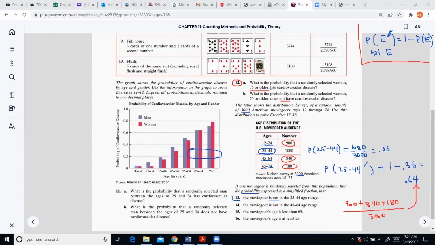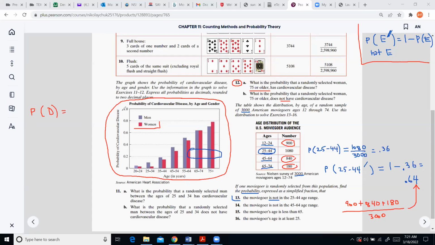75 or older has a disease. So what does this mean? Well, let's read the question here and the actual information for it in this bar graph above. Please notice that we're concerned with women, so we don't need to worry about men here. And the question is to find the probability that somebody has a disease. Maybe I'll put D for disease. Probability that a person has a disease.